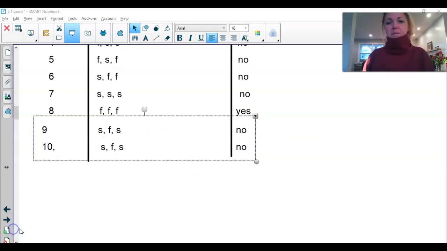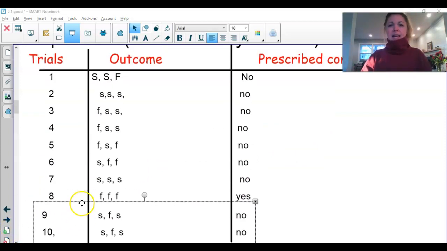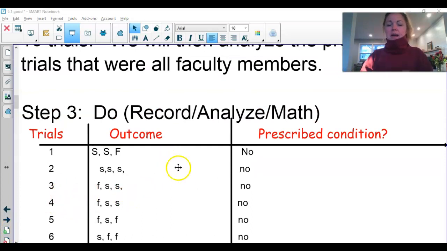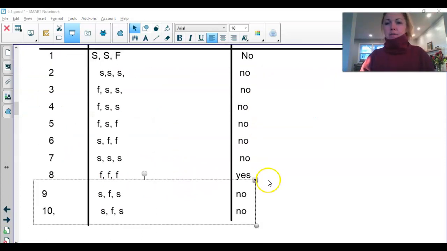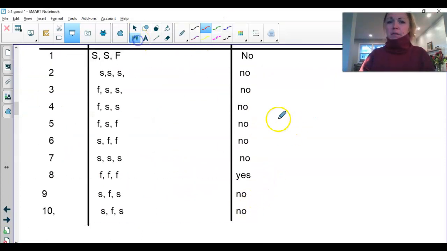So what does that mean? So how do we answer what does this mean? We need to analyze this right now. Okay. And when we analyze this, we need to do a little bit of math. So we need to say, well, out of our 10 times, how many times did we get our prescribed condition? And that was only once. So 1 out of 10, that's 10% of the time we got that prescribed condition.